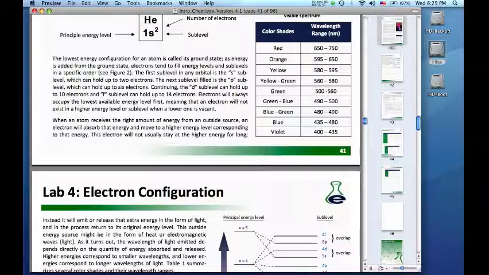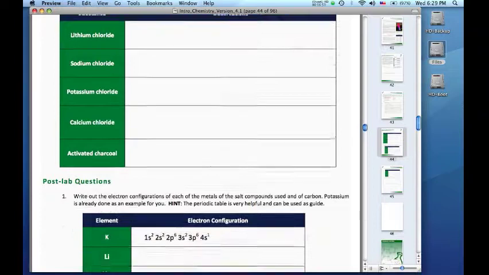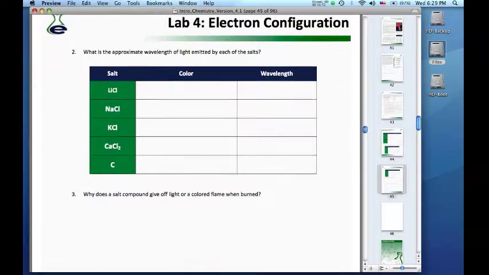This is just a guesstimate. You don't have the chart. You can look in your textbook and see a more exact chart if you really want to hone in. But just pick something that corresponds to the color shade. And so down here, you get the approximate wavelength.